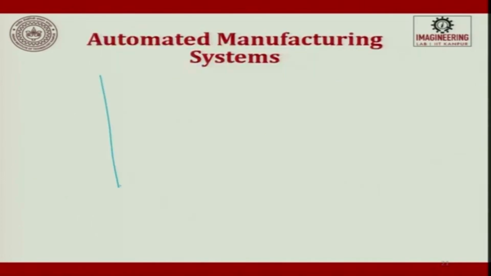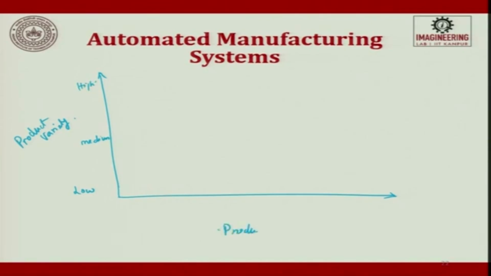So, if we look at the diagram wherein we are talking about automated manufacturing systems, we are writing here product variety. Again I would like to put low, medium, high, and then I put here product volume. Again I say low, medium, high. Okay. So, now what did we see?